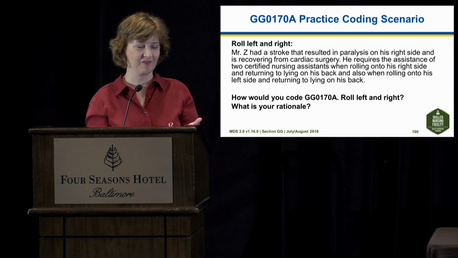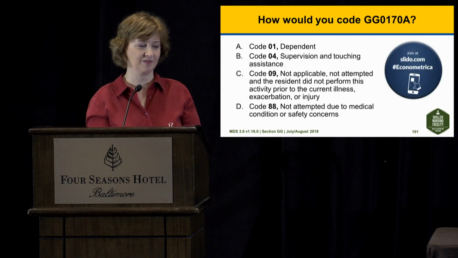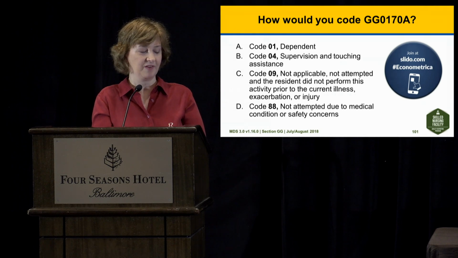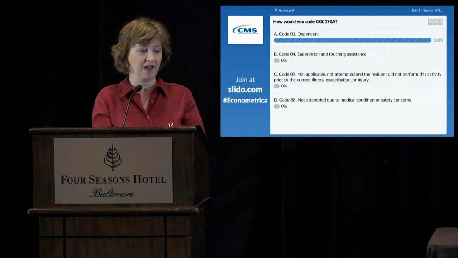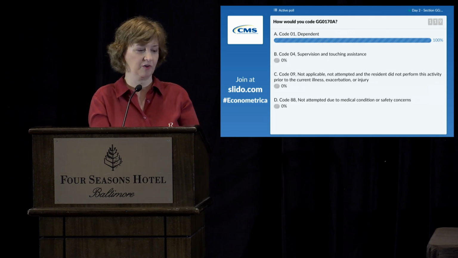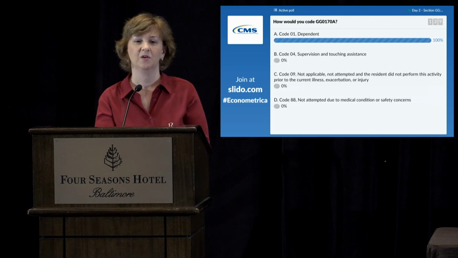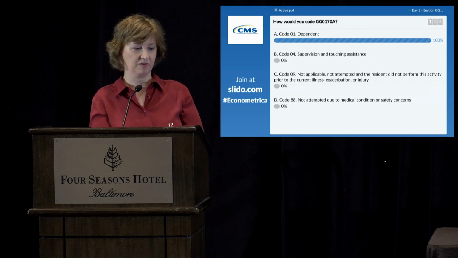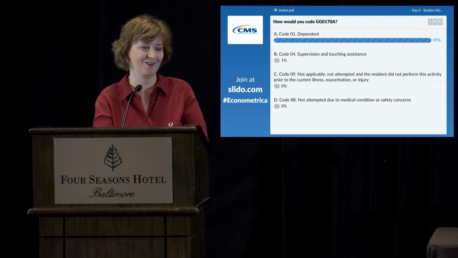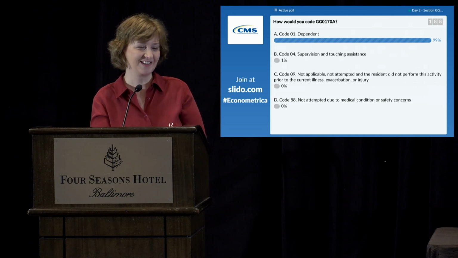So I will let you go ahead and code. Obviously, a key piece of information here is that there are 2 certified nursing assistants. So one of the options is that the resident in this instance would be coded as dependent, A, or 4, supervision touching assistance, 9, not applicable, meaning that the person didn't do it now and did not do it prior to the current illness, exacerbation, or injury, or 8, activity not attempted due to medical condition or safety concern. It looks like there is 100% coding dependent, so yes, you did not need me to go through the decision tree, so that is indeed correct.